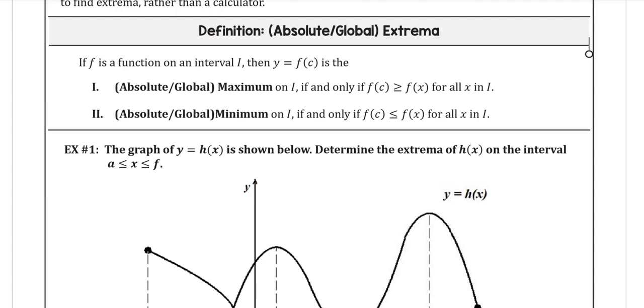So in other words, what this is saying is, it's the global maximum at a particular point c if its y value is the same or greater than every other y value on that domain or on that interval. And same for a minimum. At some particular c, some particular x value on the interval, its y value, f of c, is the global minimum if its value is less than or equal to every other y value on that interval or domain.